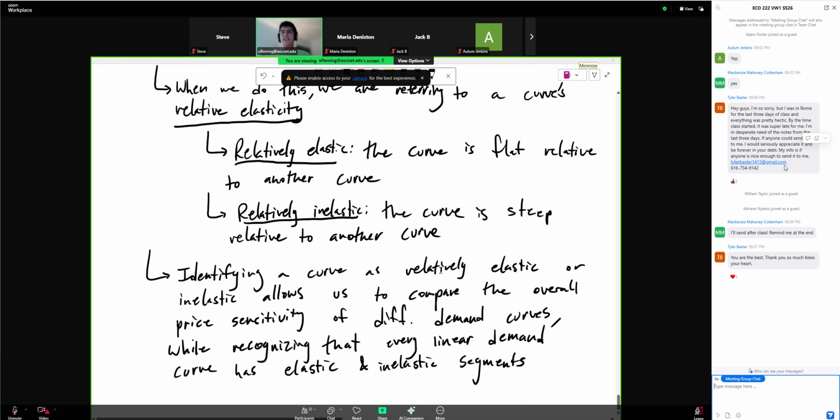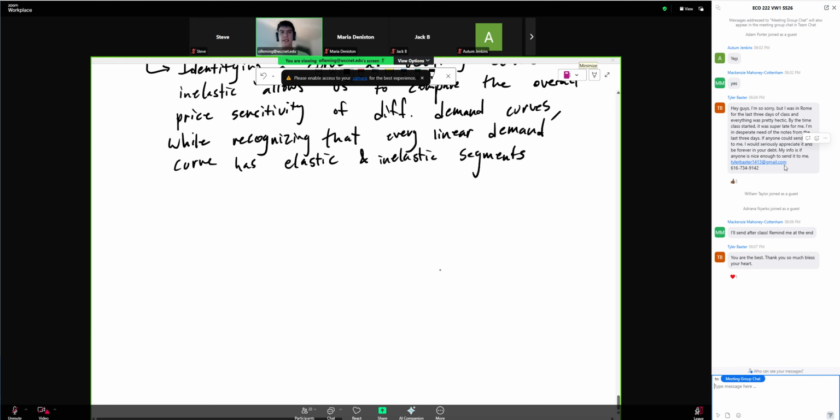Okay, so relatively elastic is a comparison term. All right, next thing I'm going to talk about is other elasticities of demand.